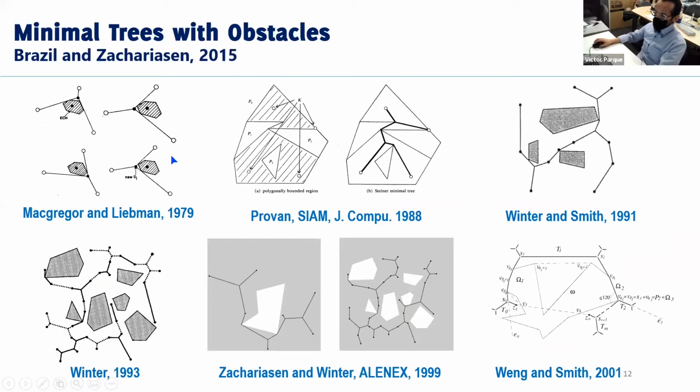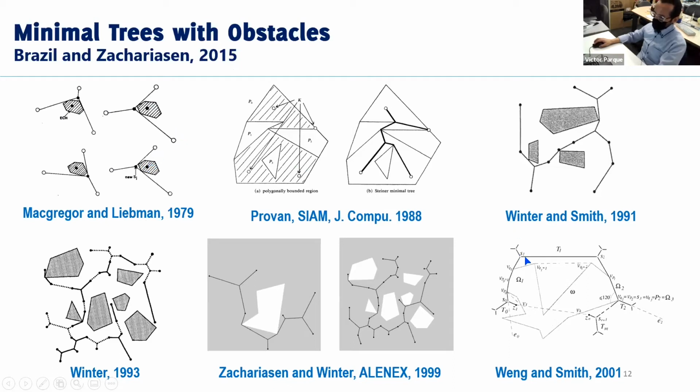To the best of my knowledge, I think the best literature review or summary of all the best works on Steiner trees with obstacles is as follows. It was McGregor and Liebman in 1979 who studied Steiner trees with 3 nodes and 1 convex obstacle. For example, you can see many different convex obstacles here and 3 nodes, and they tried to obtain the optimal tree in such configurations.